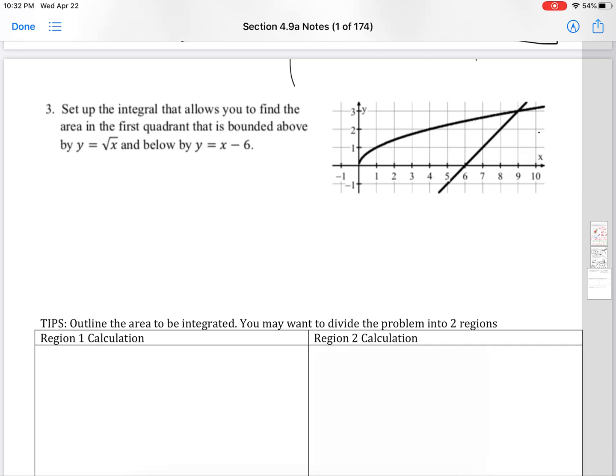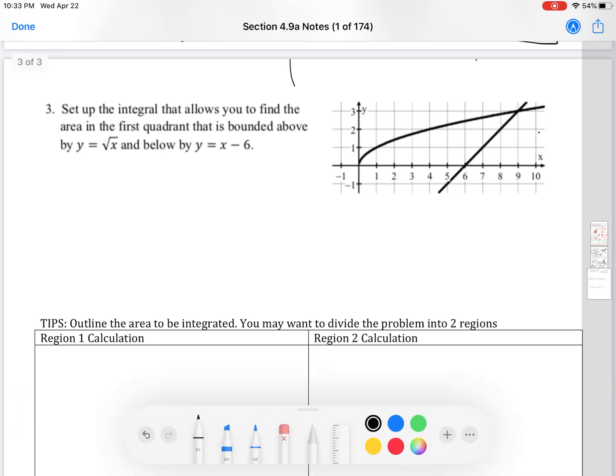So for this number 3, what I'd like you to think about on this one is it's kind of a hybrid between an area under the curve problem and an area between the curve problem. So it says, set up the integral that allows you to find the area in the first quadrant that is bounded above by y equals the square root of x. So we'll just write that. y equals the square root of x. And then this equation is y equals x minus 6.